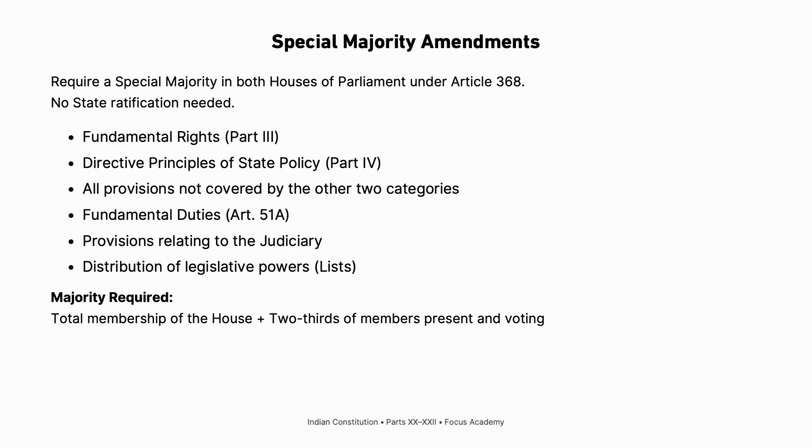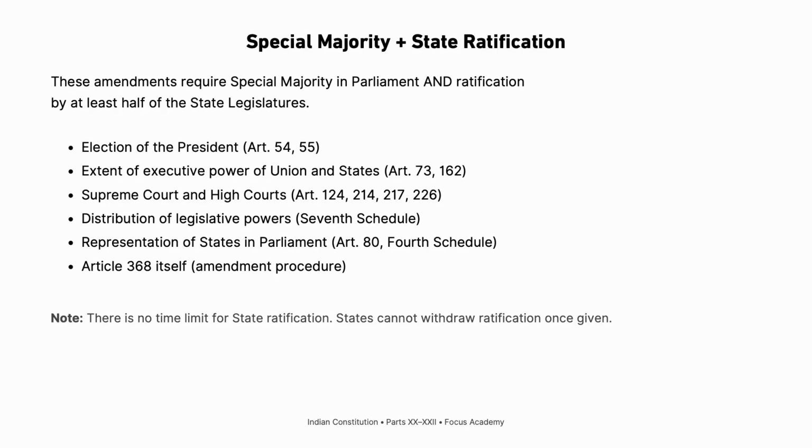Fundamental rights, DPSP, all provisions not covered by the other two categories. Fundamental duties, provisions relating to the judiciary, distribution of legislative powers. Now if you look at it, you don't need to memorize these. It's just the rest of the articles of the Indian Constitution where the states aren't directly affected, and where simple majority isn't applicable. Those are special majority amendments, and you can only understand it once I explain the next page.